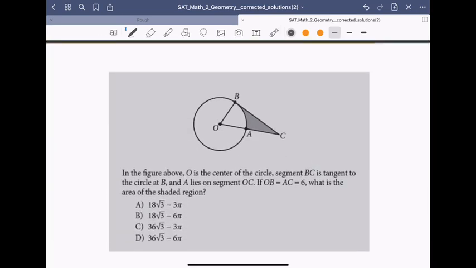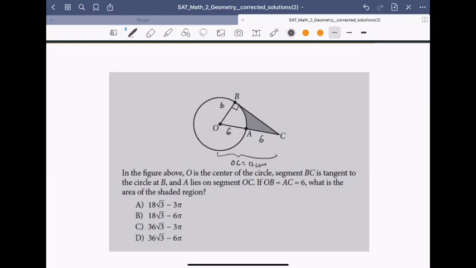Okay, moving on. We've got another question that employs all the techniques that we've learned about circles. So let's read through this and work through this as well. In the figure above, O is the center of the circle. Segment BC is tangent to the circle at B, which means this angle is 90 degrees. We've learned that a tangent makes 90 degrees with the radius. This is the radius. If OB equals AC equals 6, which means OB is 6 centimeters, AC is also 6 centimeters, but OA is also the radius, so it also is 6 centimeters, which means OC is 12 centimeters.